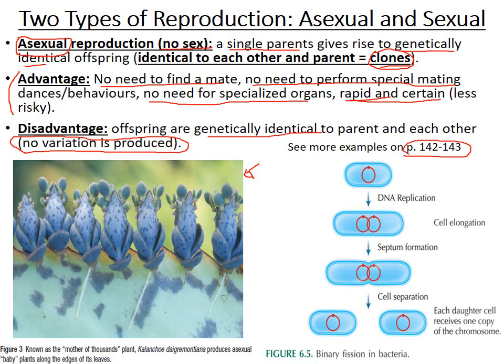Here we see a bacterial cell doing some asexual reproduction. This is called binary fission, where the cell essentially splits into two identical daughter cells, and it happens really rapidly. Mitosis is another example of asexual reproduction. There's only one parent involved.